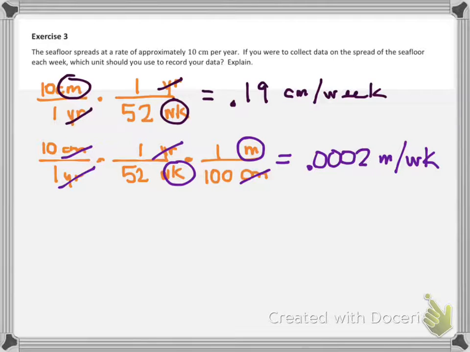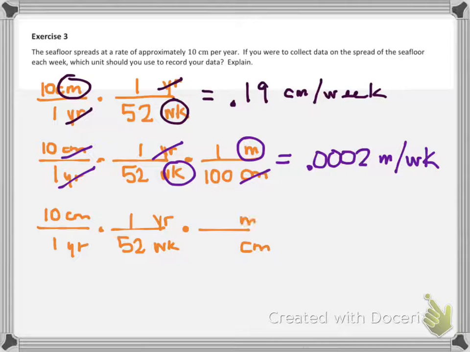Let's do this. Let's go to millimeters. Let's get a little smaller than centimeters. So we've still got 10 centimeters every 1 year. We're going to change the years into weeks. There are 52 weeks in 1 year. That's my conversion factor. And then I want to get rid of centimeters and change them into millimeters. And I know that for every 1 centimeter there are 10 millimeters.